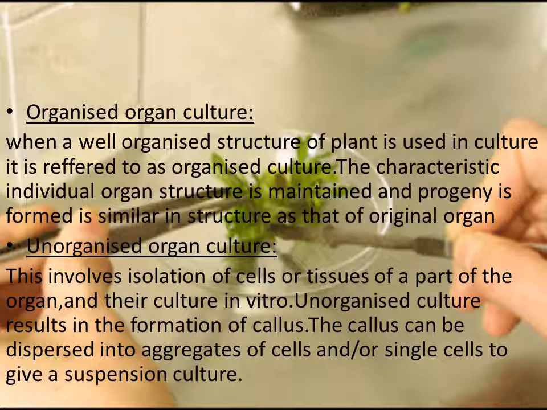So what is organized organ culture? When a well-organized structure of a plant is used in culture, it is referred to as organized culture. The characteristic individual organ structure is maintained and progeny is formed which is similar in structure to that of the original organ. Coming to the unorganized organ culture, this involves isolation of cells or tissues of a part of the organ and their culture in vitro. Unorganized culture results in the formation of callus. The callus can be dispersed into aggregates of cells or single cells to give a suspension culture.